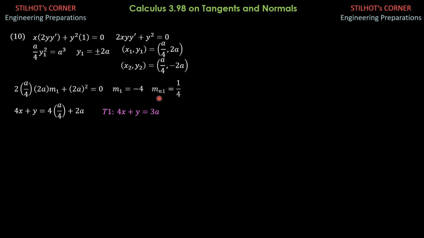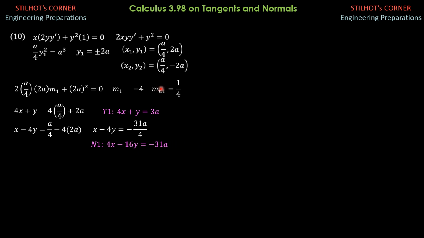For the normal, x minus 4y equals a over 4 minus 4 times 2a. So x minus 4y equals negative 31 over 4 times a. Negative 31a over 4. Multiply everything by 4, so the normal is 4x minus 16y equals negative 31a.